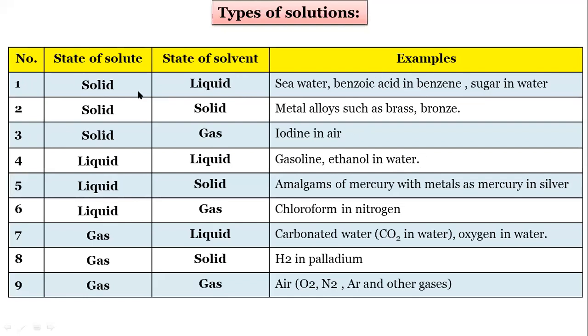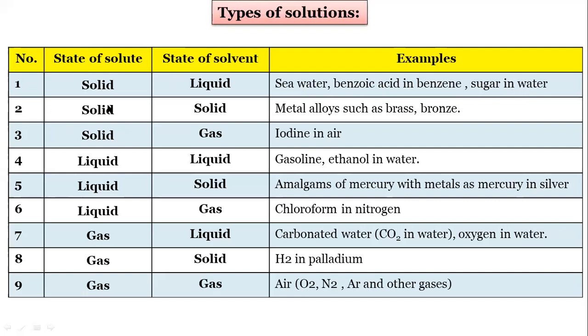So first we will take example of solid and liquid, means the solute is solid and the solvent is liquid. This is very common. Sea water, as you know, in sea water, there are many salts dissolved. These salts are present in solid form. Then benzoic acid in benzene. Benzoic acid is solid and benzene is liquid. So this is a good example of solid and liquid. Then sugar in water, I have already explained sugar in water. So sugar is solid and the water is liquid.